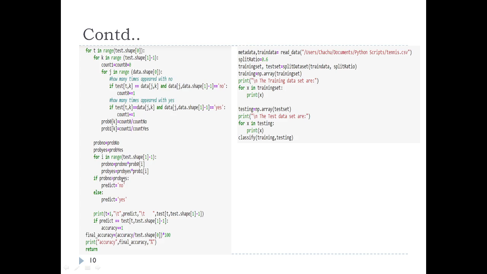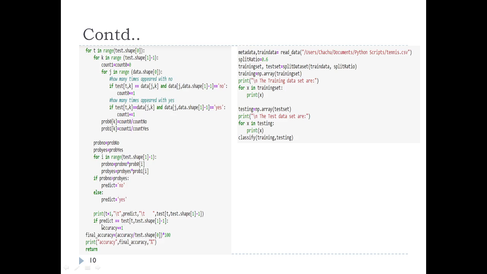If the probability of yes has the higher value, then we will classify the test data to class yes. So in this else part, we'll take the predicted value as yes.